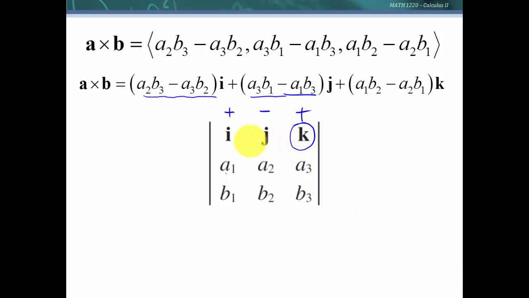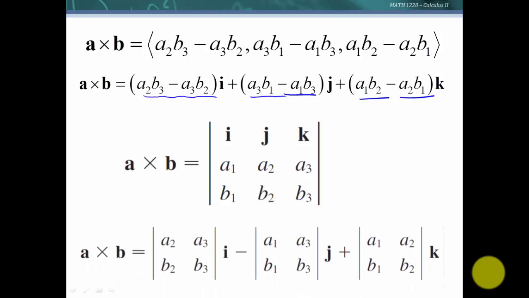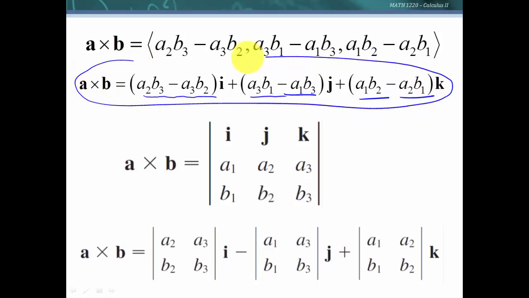And finally, if we moved over to the K and we crossed off the K's row and column and we found the determinant of this piece, it would be A1B2 minus A2B1. So this is the cross product when we expand this determinant by cofactors. So this is a way we're going to be able to remember this formula for computing the cross product.